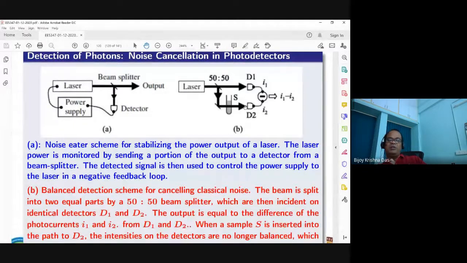And another method is that you use a beam splitter, and 50% goes here and 50% comes here. Then whatever classical noise is there, this 50% will be detected by this detector, and the other 50% will be detected here. And then electronically you can subtract these two currents.